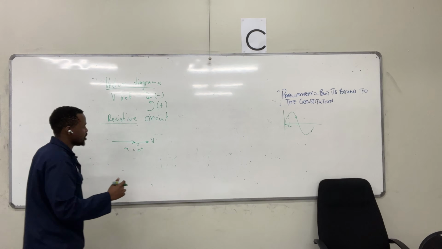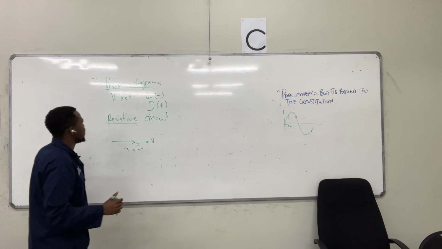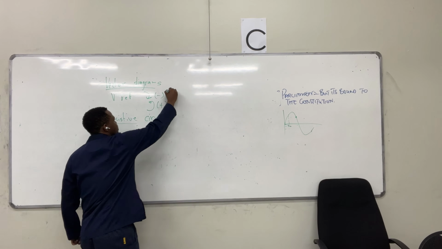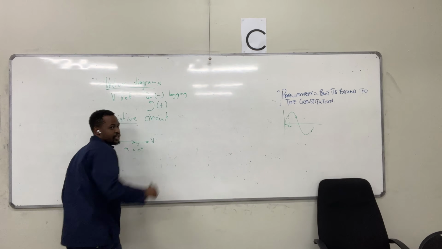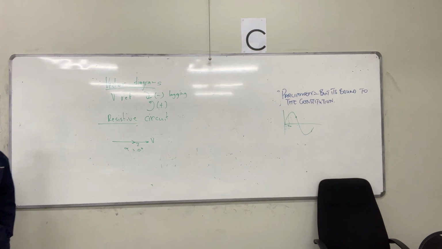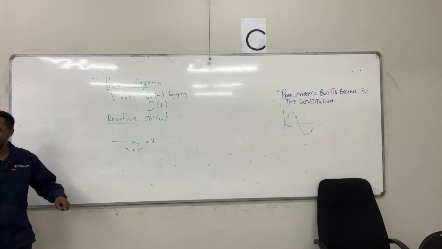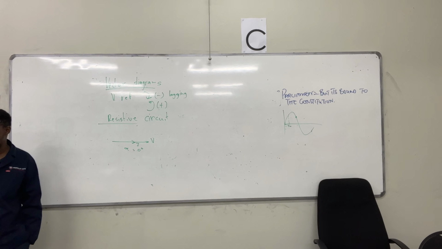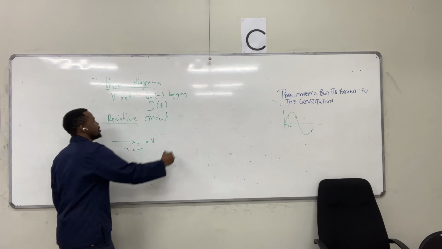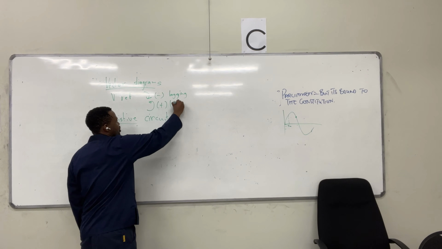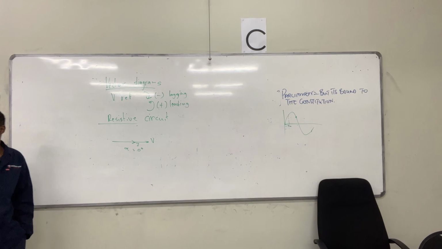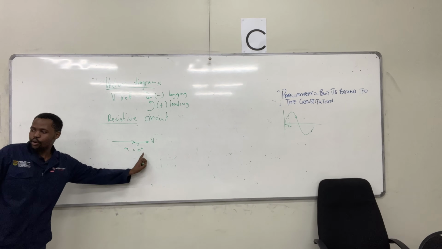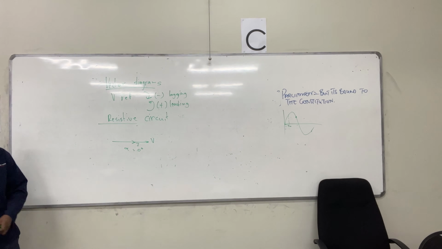Then let's talk about lagging. Lagging is what? Negative angle. When we're saying lagging, the angle is negative. When you say leading, the angle is positive. Okay. So this is in a pure resistive circuit.